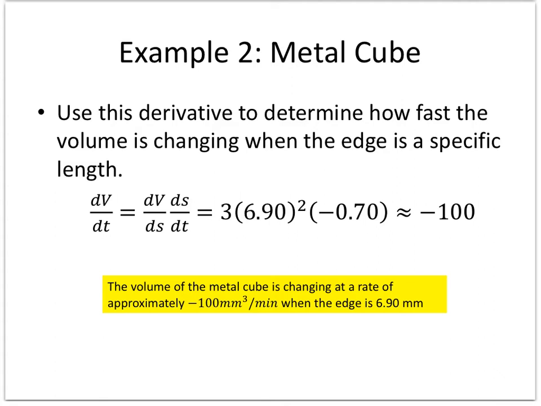Okay, so the volume of the metal cube is changing at this rate when the edge is 6.9. Okay, so this one didn't take a picture, right? I mean, I had a picture of a cube. It really didn't need that. But I really think when you're setting these up that you first need to figure out what they are asking you to find, and then that will help you with your function. Now, this one probably wasn't too bad.